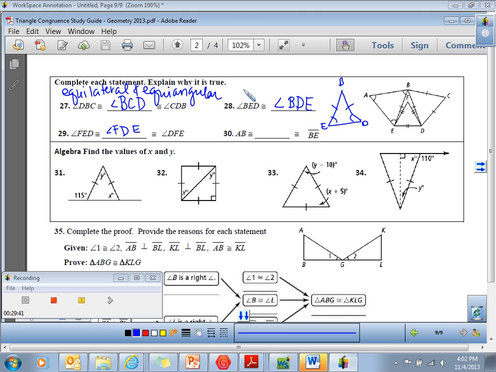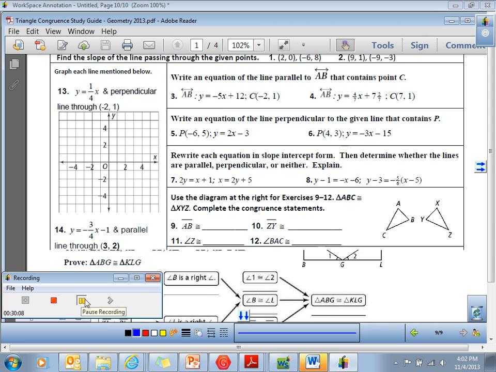Okay, and the last one, AB is congruent to what? Which is congruent to BE. And this, you really could have other answers, too. But what did you put? What did you say? EA or AE? Good. And that should say segment, because it's equiangular, so that means that it's equilateral.